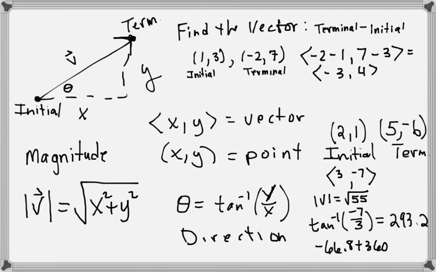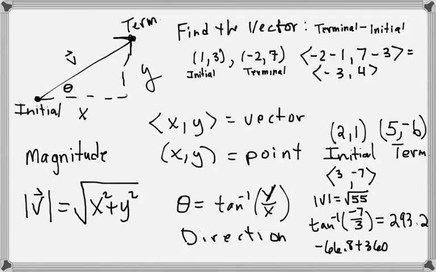Okay, so you can see that we've subtracted terminal minus initial to get 3, -7. We went ahead and applied the Pythagorean theorem to find the magnitude of square root of 55. And we went tan inverse of -7 over 3. Be careful there.